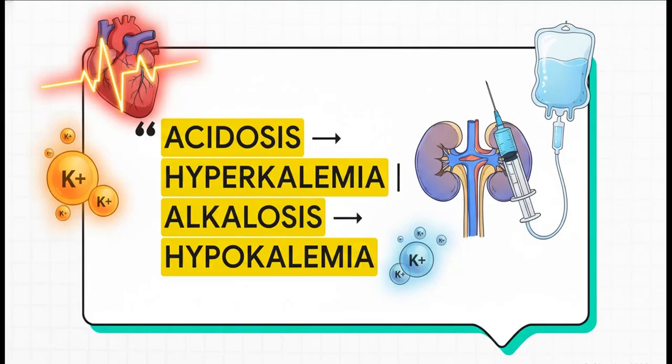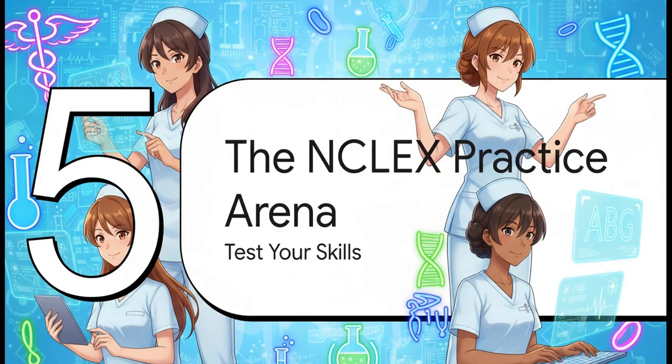Listen up, because this is one of the highest yield facts you need for the NCLEX. Seriously, if you see an acid-base question, your brain should immediately start thinking about potassium and the risk for heart problems. Acidosis means hyperkalemia, alkalosis means hypokalemia. Got it? Good. You've learned the system, you know the villains. Now it's time to prove it.